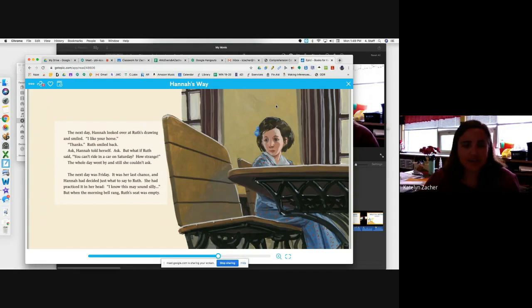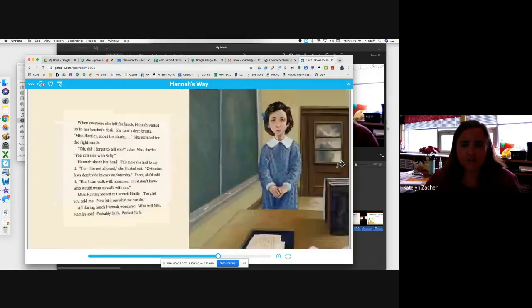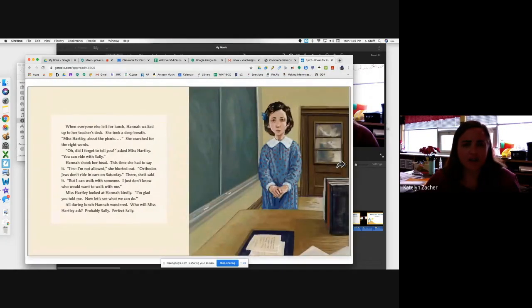"I know this may sound silly, but..." When the morning bell rang, Ruth's seat was empty. When everyone left for lunch, Hannah walked up to her teacher's desk. She took a deep breath. "Miss Hartley, about the picnic?" She searched for the right words. "Oh, did I forget to tell you?" asked Miss Hartley. "You can ride with Sally."